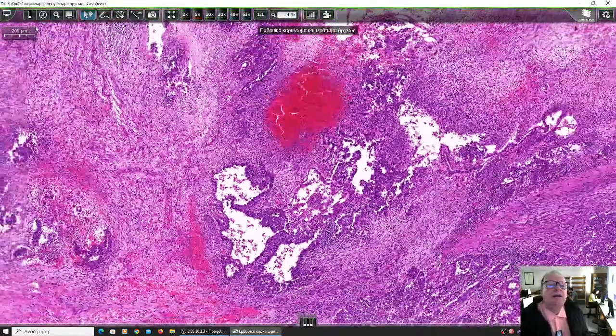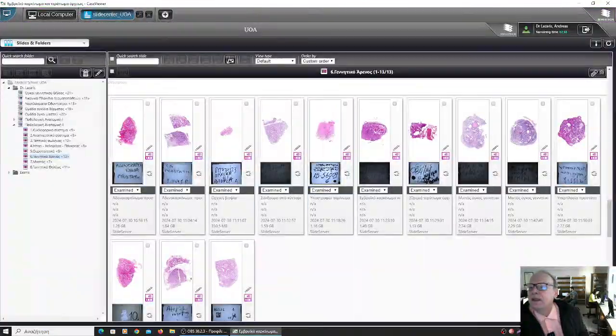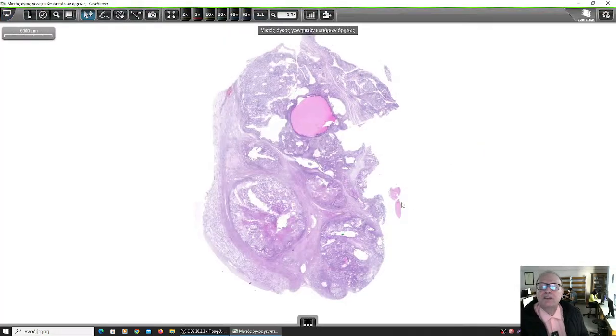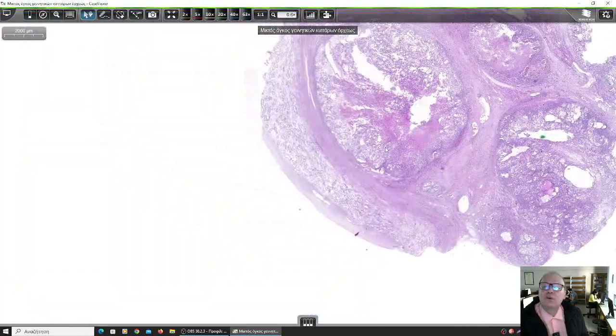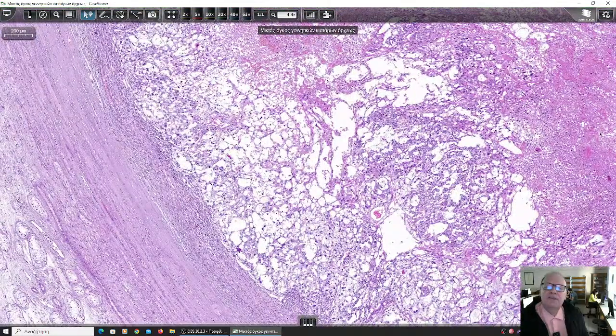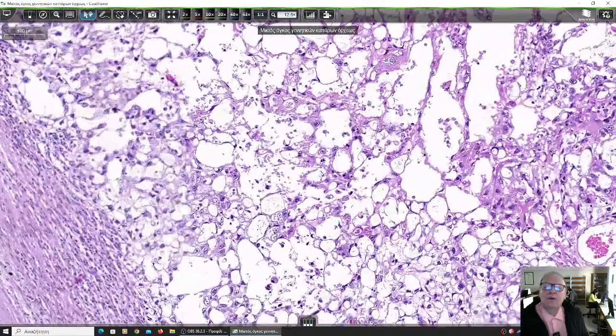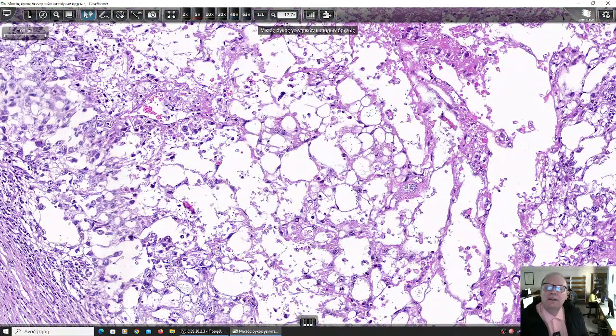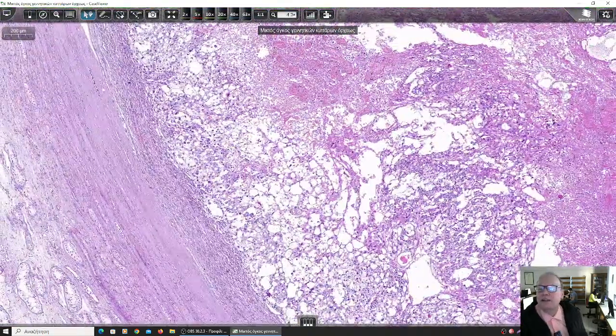And the other germ cell tumor is the yolk sac tumor, which increases alpha fetoprotein in the serum of the patients. Let me show you the yolk sac elements. This is the most common pattern of yolk sac tumor, the microcystic pattern. If you have an immunohistochemical stain of alpha fetoprotein or glypican-3, you'll find it here.